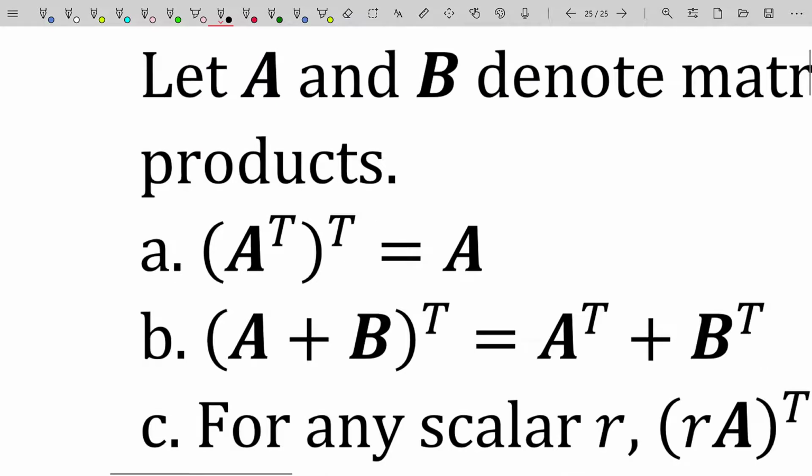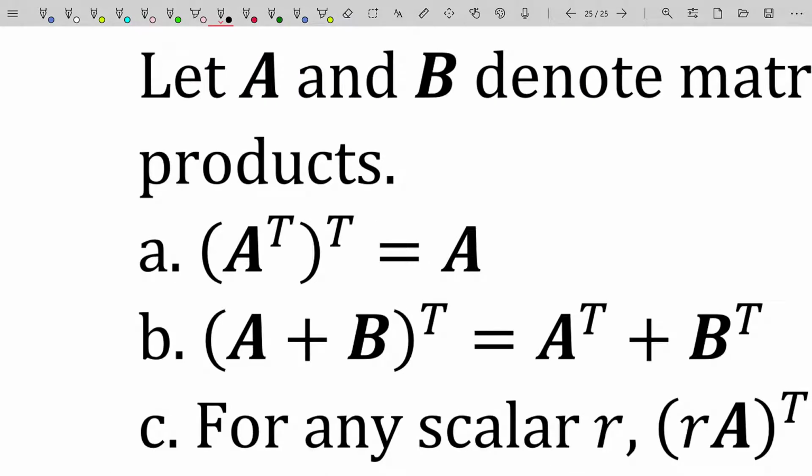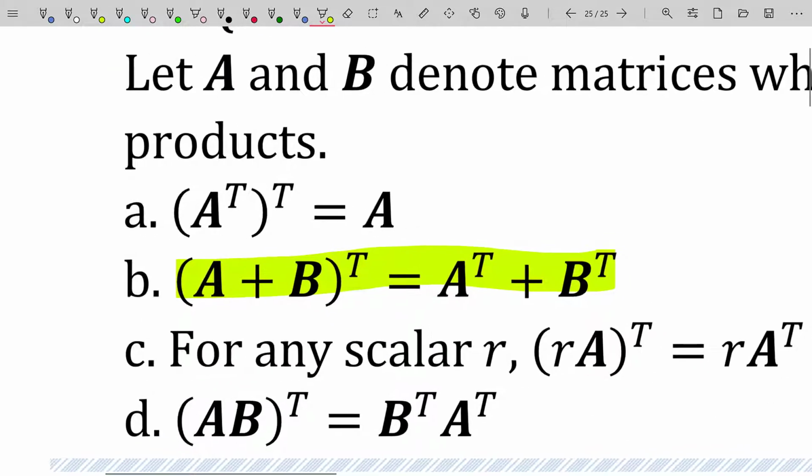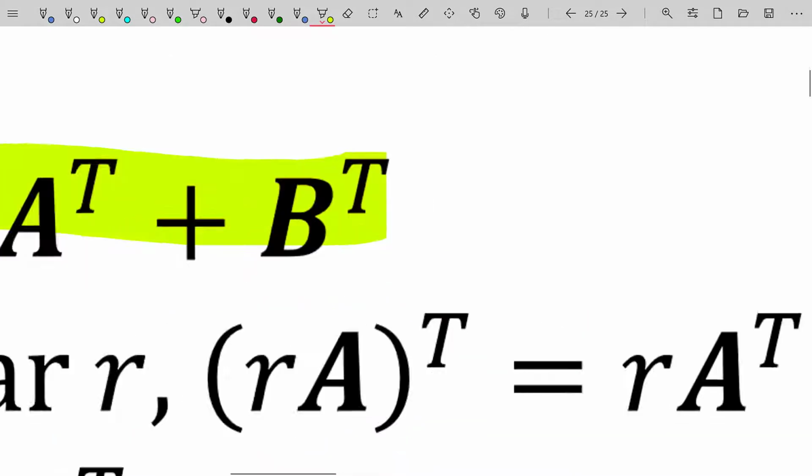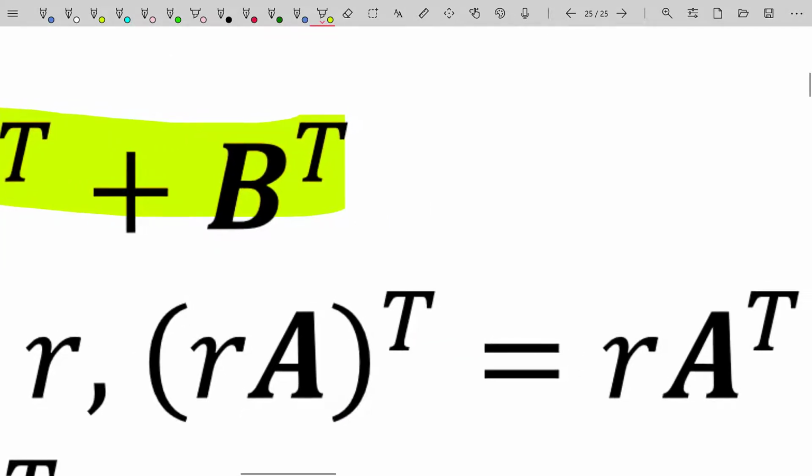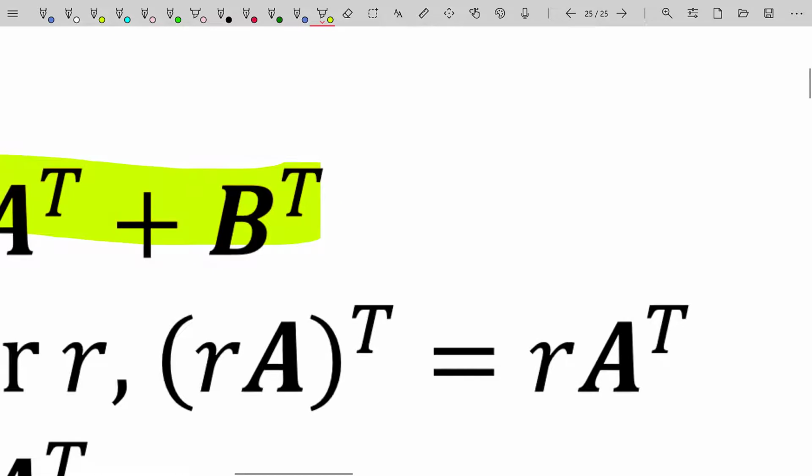The next one probably doesn't make sense at all. (A plus B) transpose is actually A transpose plus B transpose. That is an odd statement, but very, very true, and that's the one we're going to prove. Another one, for any scalar R, the transpose of the scalar times A is the same thing as the scalar times the transpose of A.